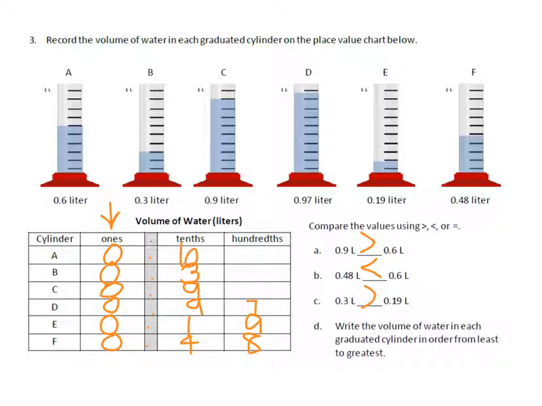So our list is going to be 19 hundredths. Then we would have 3/10. Then we would have 48 hundredths. Then we would have 6/10. Then we would have 9/10. And finally, we would have 97 hundredths.